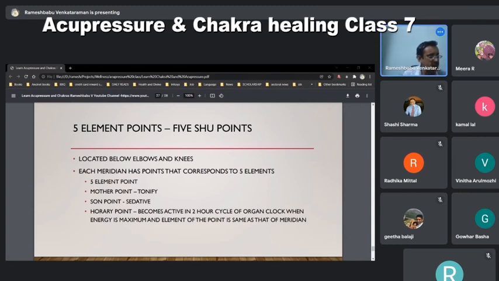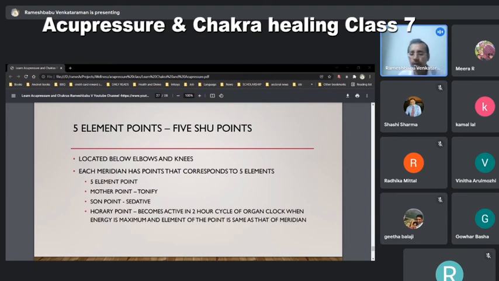Next one is Lung 5. Lung 5 corresponds to the water element. And who is the mother of water? Metal is the mother of water. Correct. And in the lung channel, lung is metal. Correct. So this is also a son point.